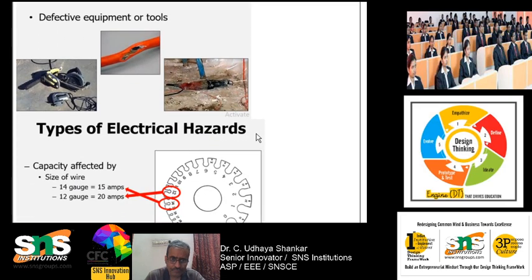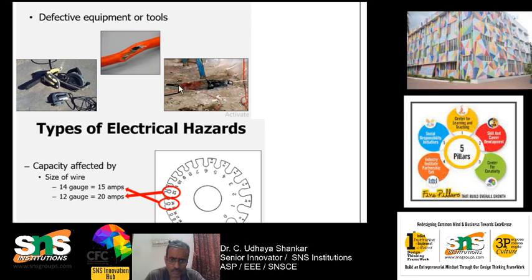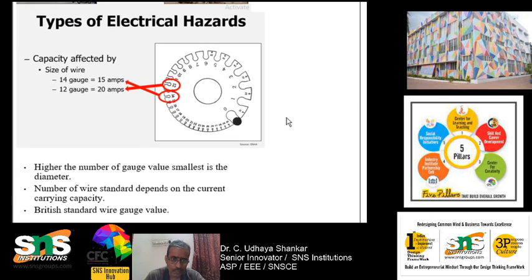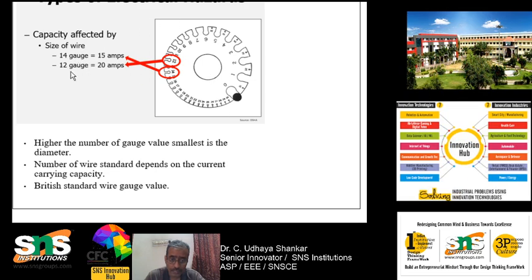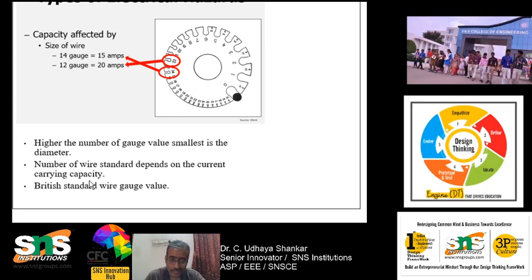So what are the different types of electrical hazards? Defective equipment is also possible, and components can be blasted, and there can be fires. You have to use the proper gauge. The higher the gauge number, the smaller the diameter. The wire gauge standard depends upon the current carrying capacity.